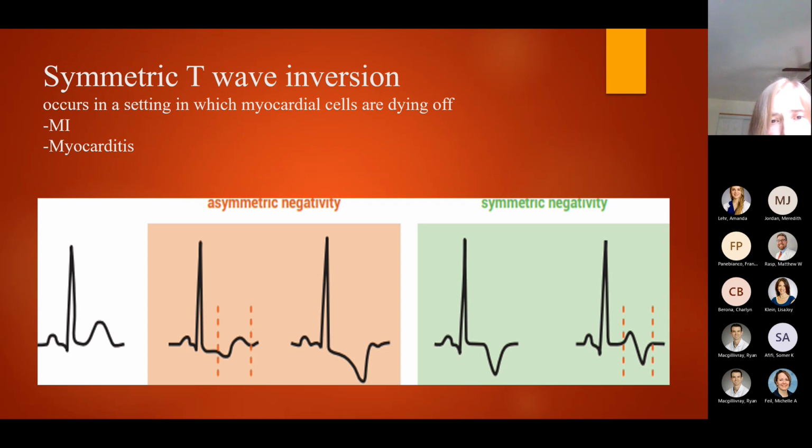So here's another picture. It shows you symmetry and asymmetrical negativity. So this is LVH, patients with LVH, and you see it's asymmetrical. And patients with MI and myocarditis, look at the symmetry here, and this is bad.